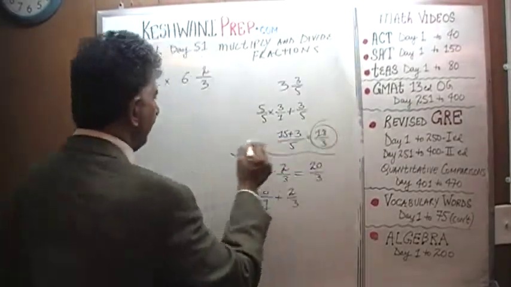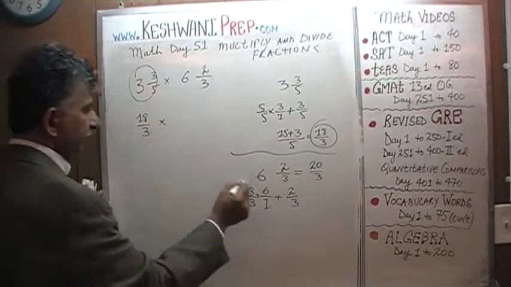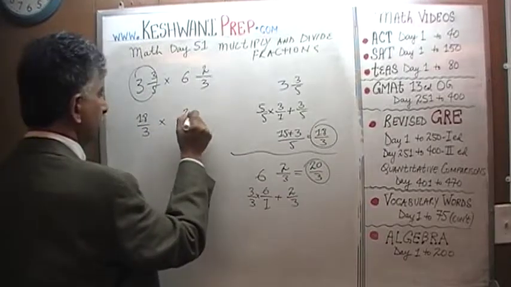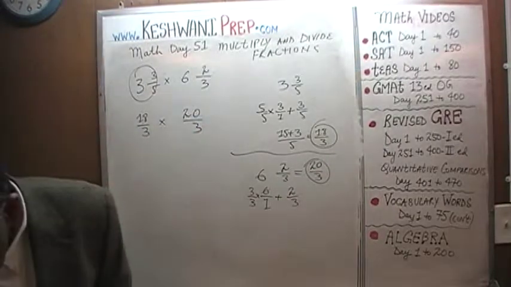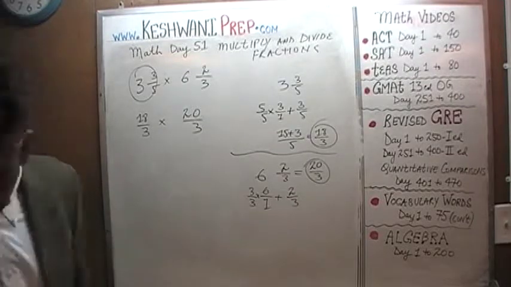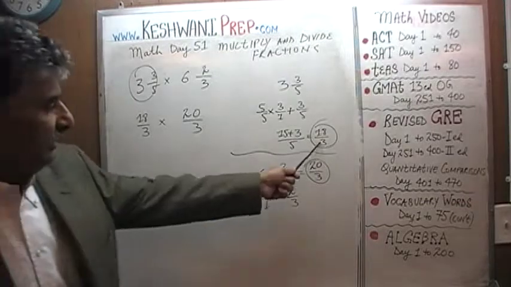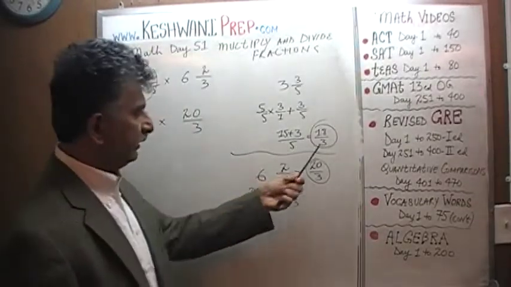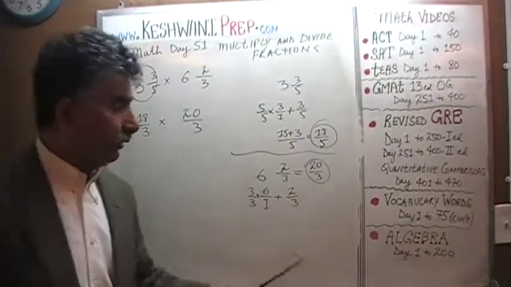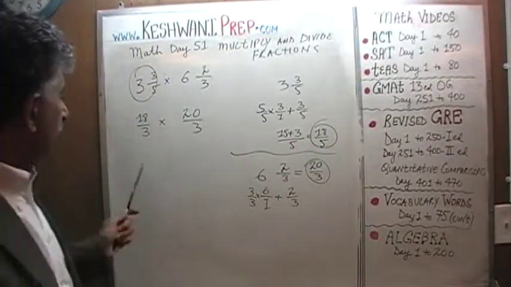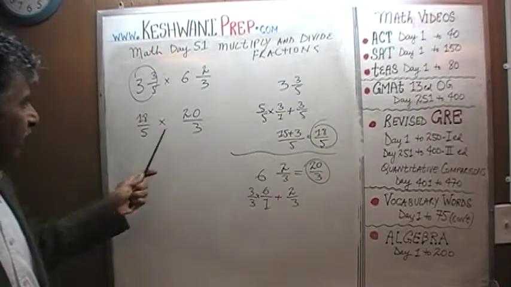The first part here is 18 over 3. The second part here is 20 over 3. Something is not right here. Apparently that's what it is. This is not 18 over 3, this is 18 over 5. We have a 5 here, not a 3. Of course not a 3, because had it been 3, we would have reduced it to 6. So we have 5 at the bottom, we have 20 on the top.